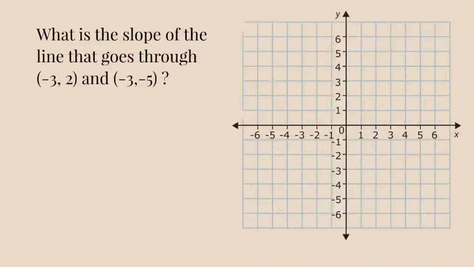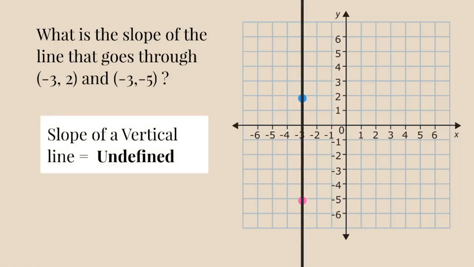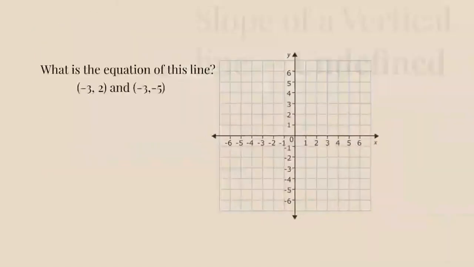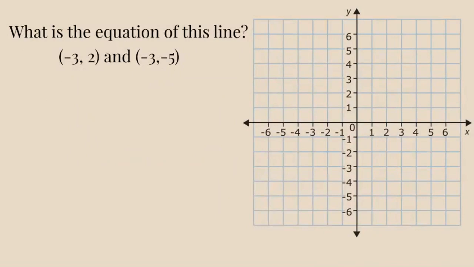Now let's move on to vertical lines. What is the slope of a line that goes through (-3, 2) and (-3, -5)? A vertical line has an undefined slope, so the slope is undefined. Now if we're asked what is the equation of this line, well, x equals -3. Because for any y, x will always be -3 because it does not change.